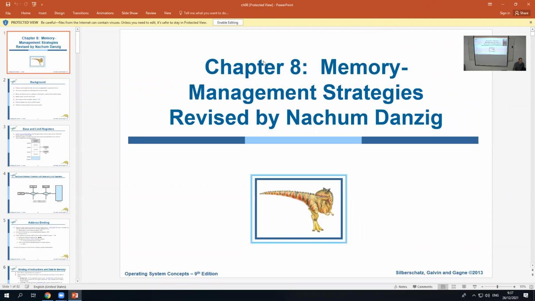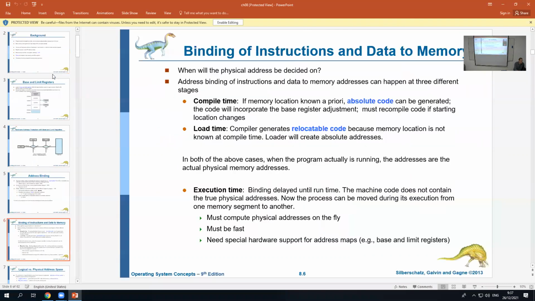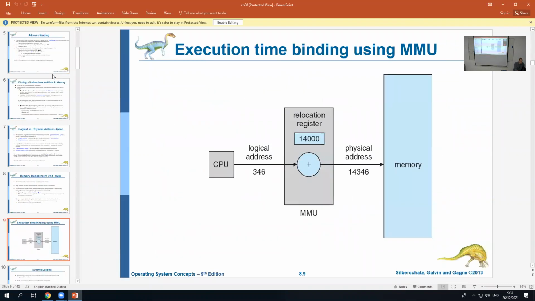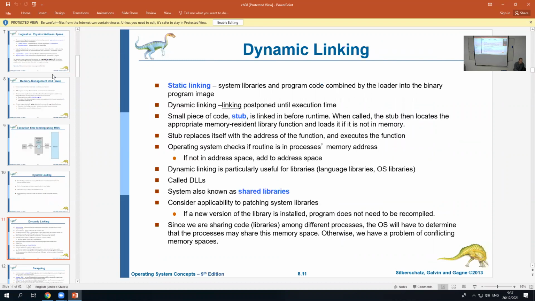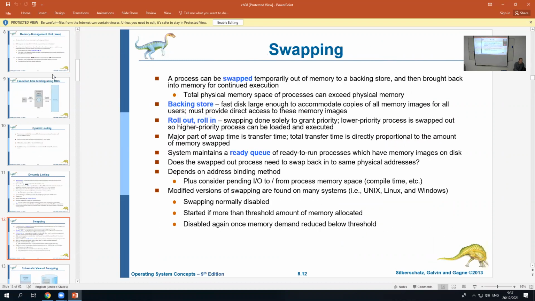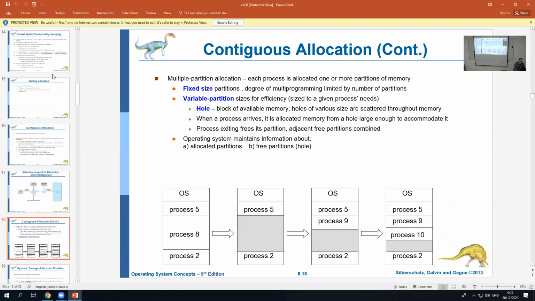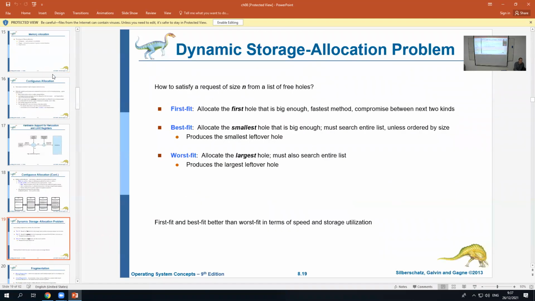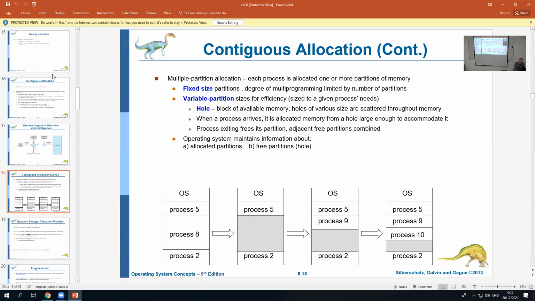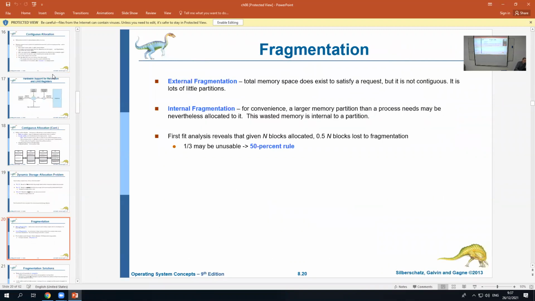Okay. So we're in chapter 8, as you can see. Let's go down to where we were. We're talking about paging. We talked a little bit about contiguous allocation, where everything is together. We talked about the problems of that. Then we defined external and internal fragmentation.